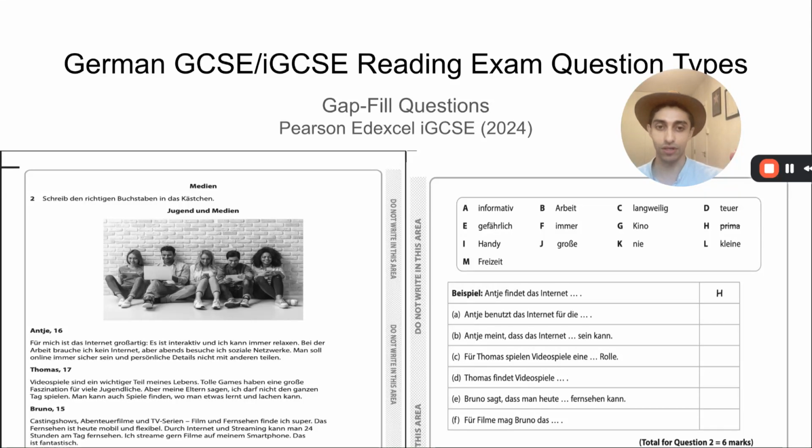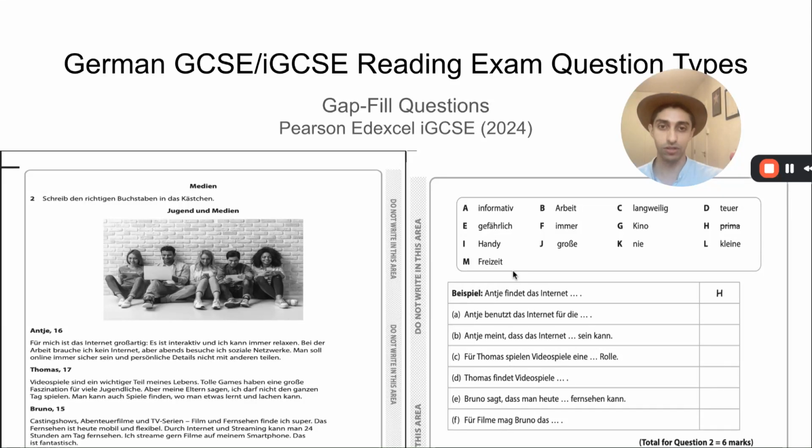So C says, "Für Thomas spielen Videospiele eine something Rolle," meaning for Thomas, video games play a something role. We obviously have to fill in the gap in C, and without even looking at the text, just by having a look at these options, we can considerably narrow down the possible answers. Just using C as an example, we know that grammatically, based on this German sentence, the only things that could fit would have to be adjectives, and they would have to agree with the noun Rolle, which is feminine and singular.